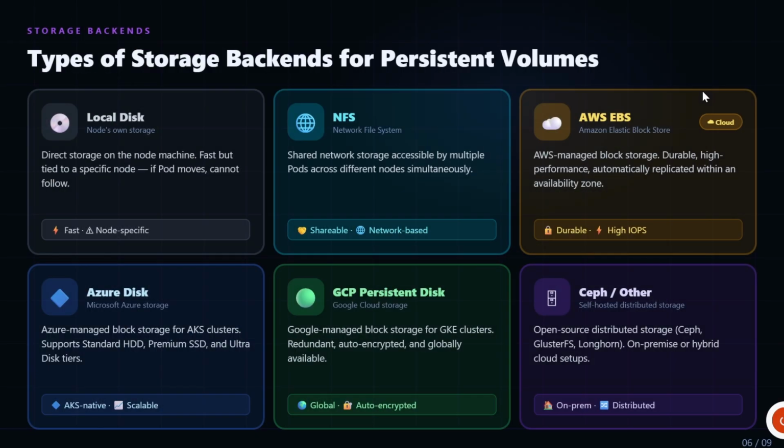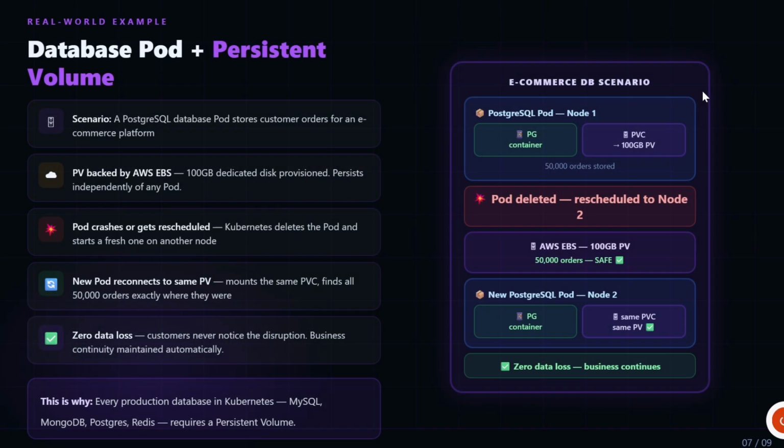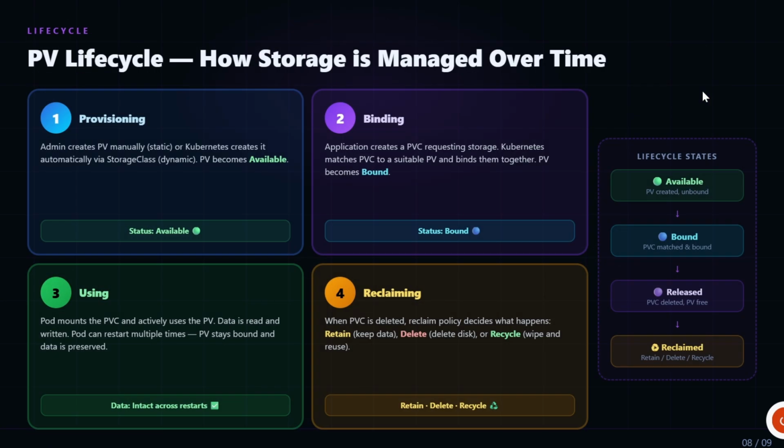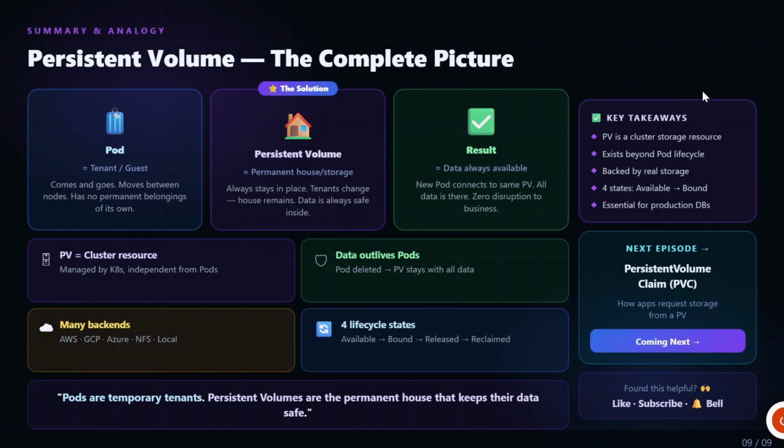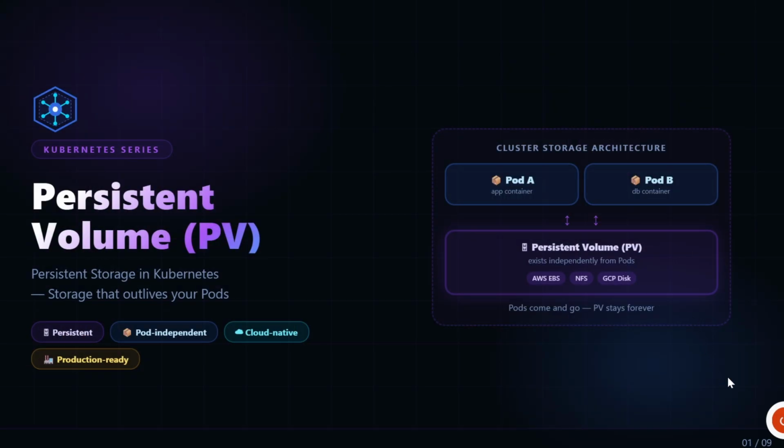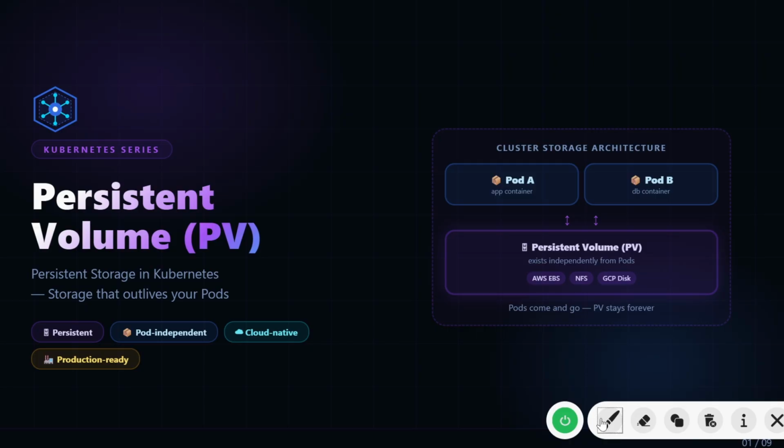And there are certain types of storage backends supported or offered by the persistent volume. We'll be seeing that, and also how exactly the database pod plus persistent volume work together. We'll be seeing a real world example, and then a complete persistent volume lifecycle, how exactly the storage is managed over time, and what the statuses are from beginning till end. And we'll be seeing a quick overview or recap of these points. So without further ado, let's enter into the video and have a discussion.